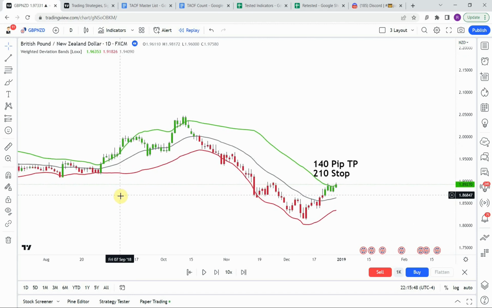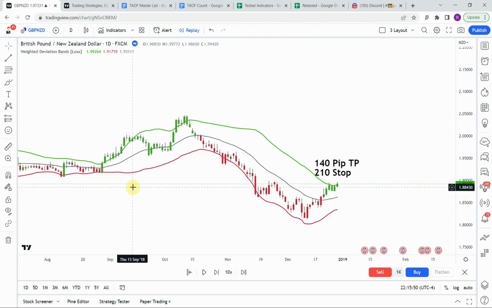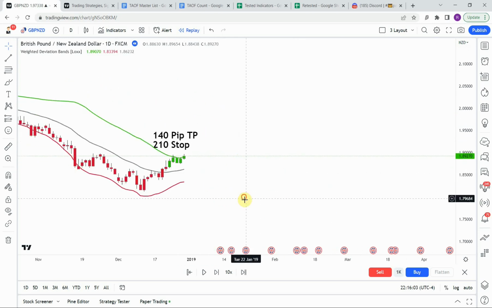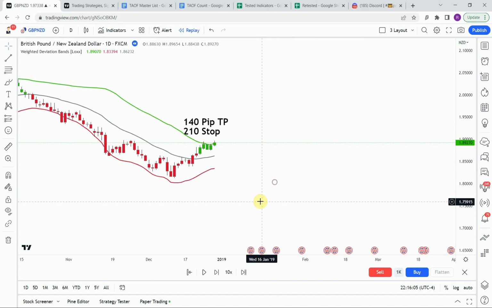And so the setup on this is that when we get the green bars, we are going to go long. When we get the red bars, we are going to go short. So let's go ahead and get on with the testing and see what we can get out of it.